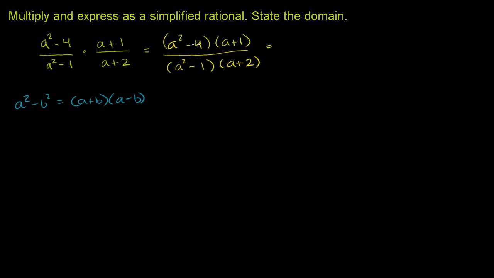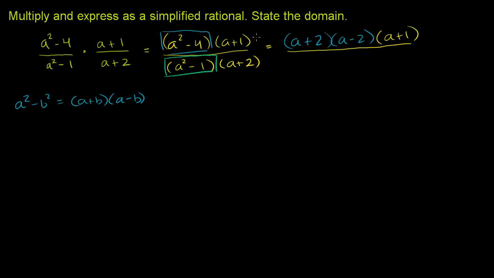So this top part, we can factor the a squared minus 4 as a plus 2, since 2 squared is 4, times a minus 2, and then that times a plus 1. And then in the denominator, we can factor a squared minus 1 as a plus 1 times a minus 1. And if you ever want to ask why this works, just multiply it out, and you'll see that when you multiply these two things, you get that expression. And in the denominator, we also have an a plus 2.